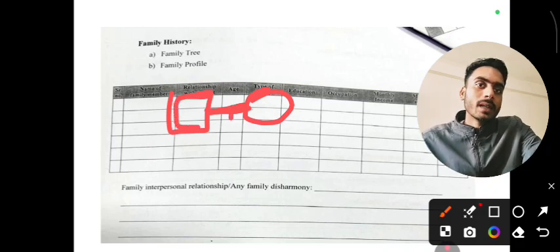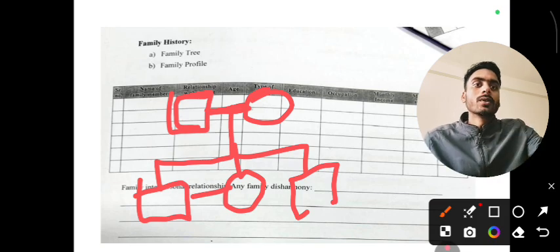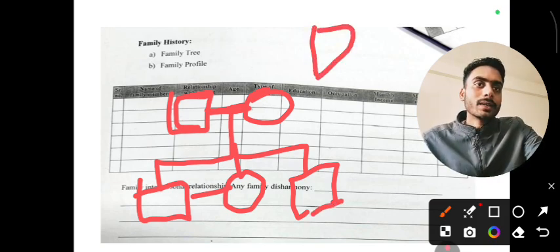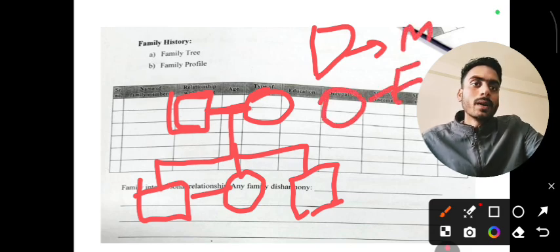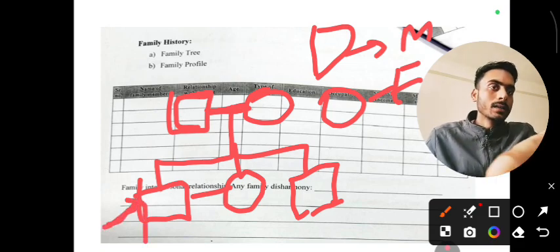Okay, and then my patient is a male, having one brother and one sister. So like you draw, okay, this is the family tree. You just write this is for male and this is for female. And my patient is this, so we just indicate it through an arrow.